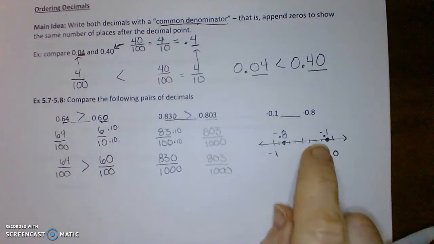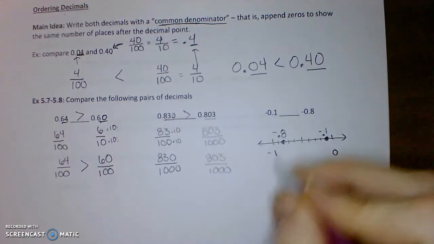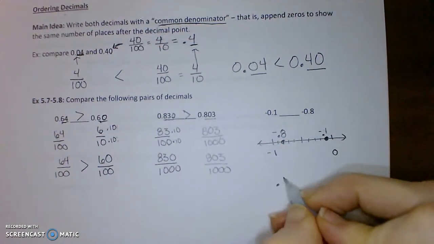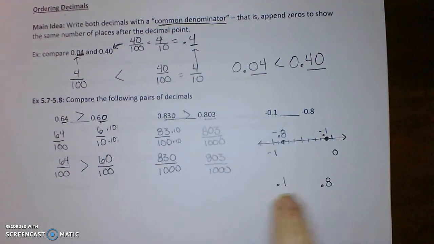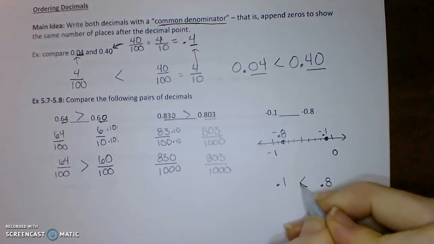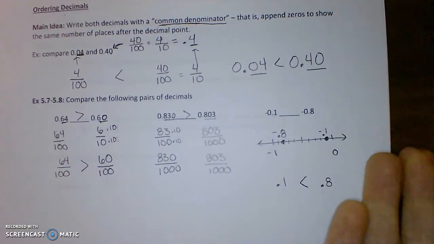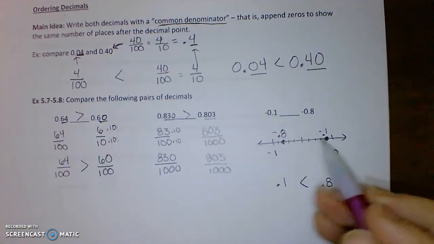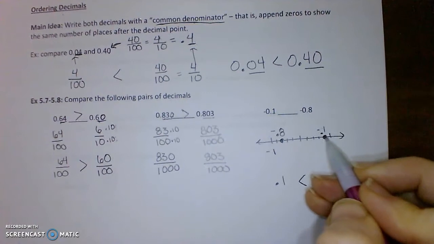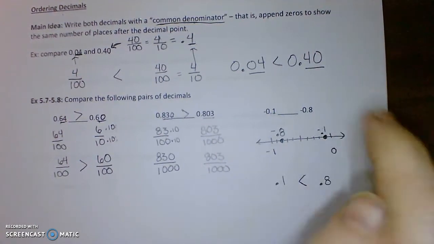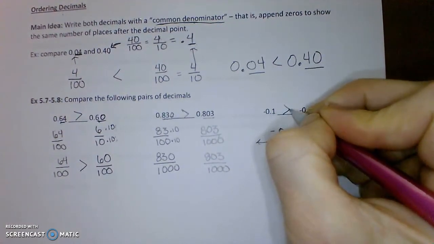Okay, so even though we know if the negatives weren't there, 0.1 and 0.8, 1/10 and 8/10, 8/10 would be bigger. When we look on the other side of 0 to the negative numbers, when you negate both sides, this inequality sort of reverses so that now negative 0.1 is further to the right on the number line. So that one is larger.